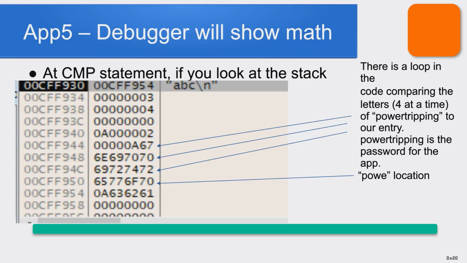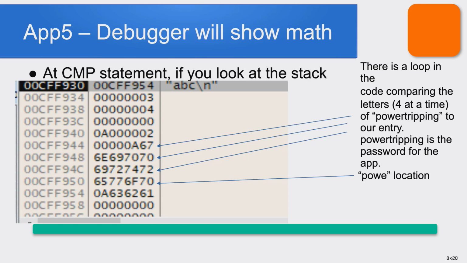Now, I said 65 is the letter E. Now you'll see 65, 77, 6F, 70. Again, that's POWE spelled backwards. Again, little Indian versus big Indian. So that's what we're looking at right now.